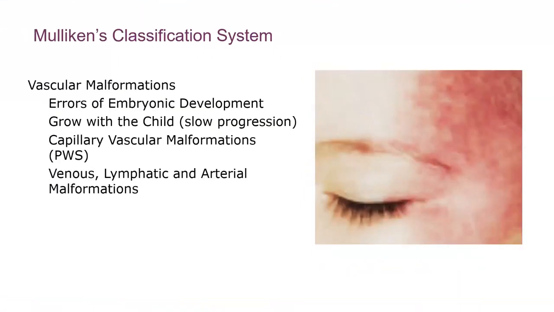The other area he talks about is vascular malformations, slightly different. These are basically problems with embryonic development, and these will grow very often with the child, and the progression can be quite slow. The commonest we see are capillary vascular malformations, which we also call port wine stains. But these malformations can be venous, they can be lymphatic and arterial, or they can be a mixture of all. So they can be quite complex.